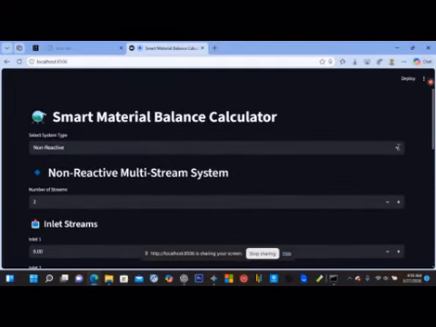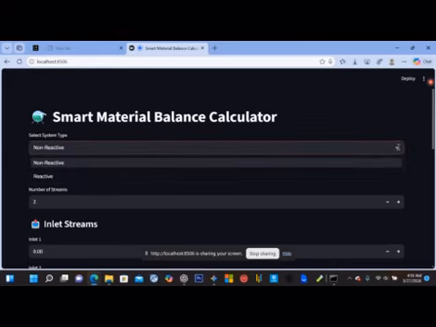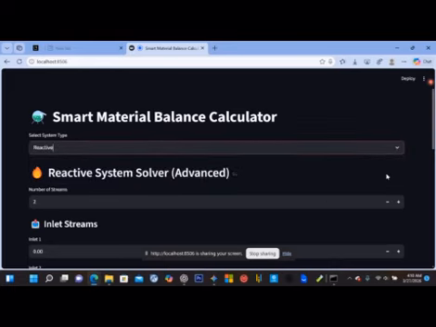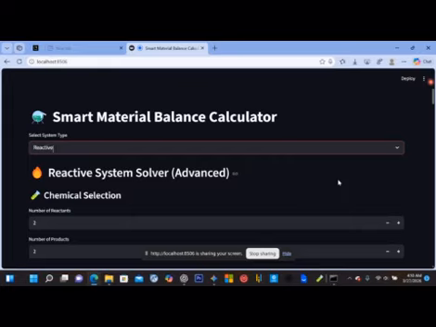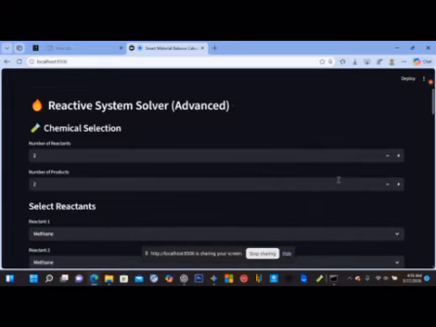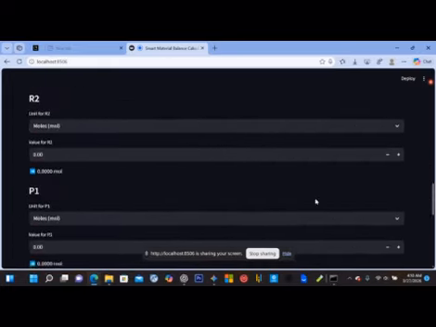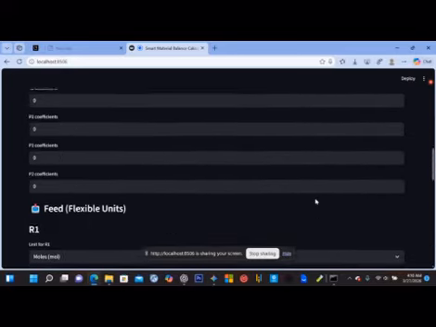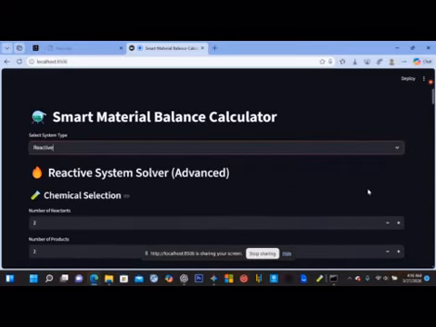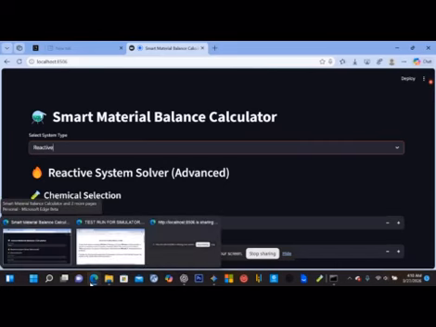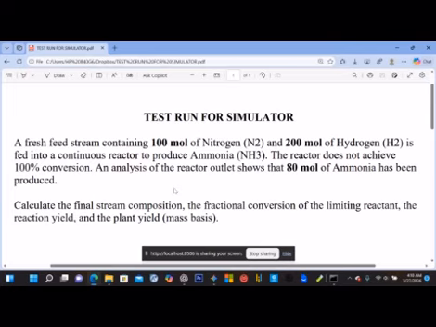So real quick, let's also move on to the reactive system type. This is the interface for the reactive systems. I have some questions here that I would like us to test with the simulator. So, this is the question.